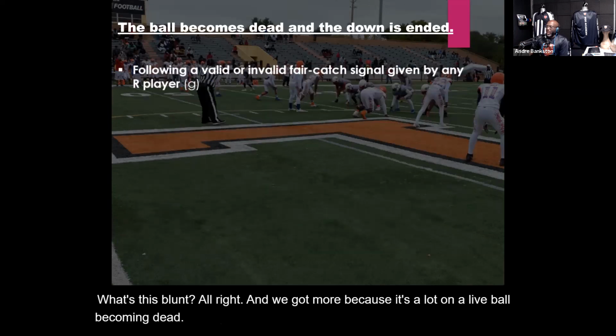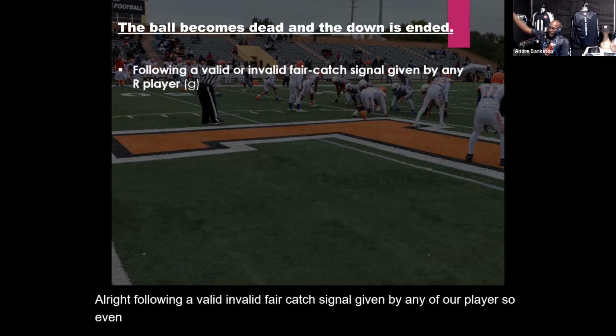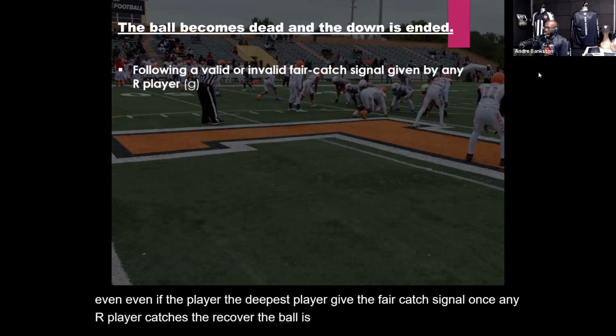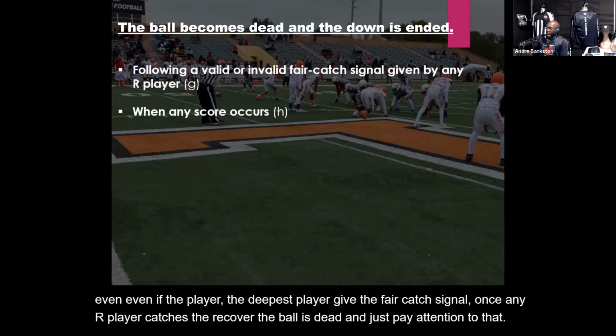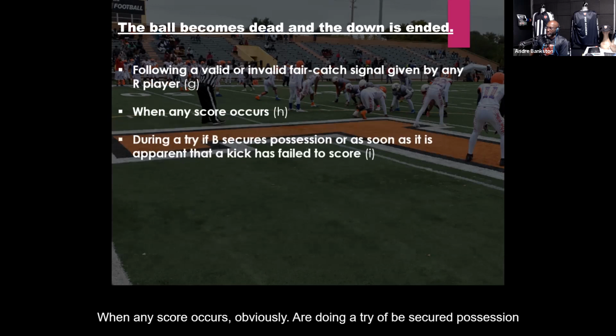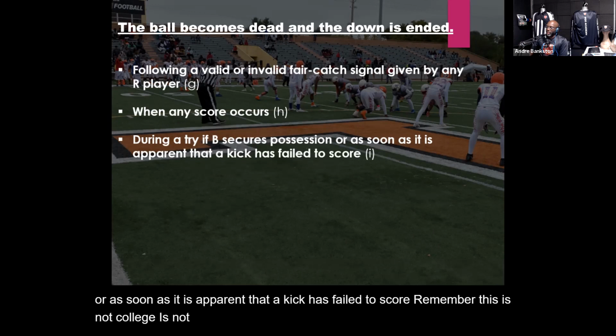All right, following a valid or invalid fair catch signal given by any R player. So even if the deepest player gives the fair catch signal, once any R player catches or recovers the ball, it is dead. Just pay attention to that. When any score occurs, obviously. During a try, if B secures possession, or as soon as it is apparent that a kick has failed to score. Remember, this is not college, it's not NFL. B, our defense, cannot run back a try. Once D grabs possession of the ball, it's dead, it's over.